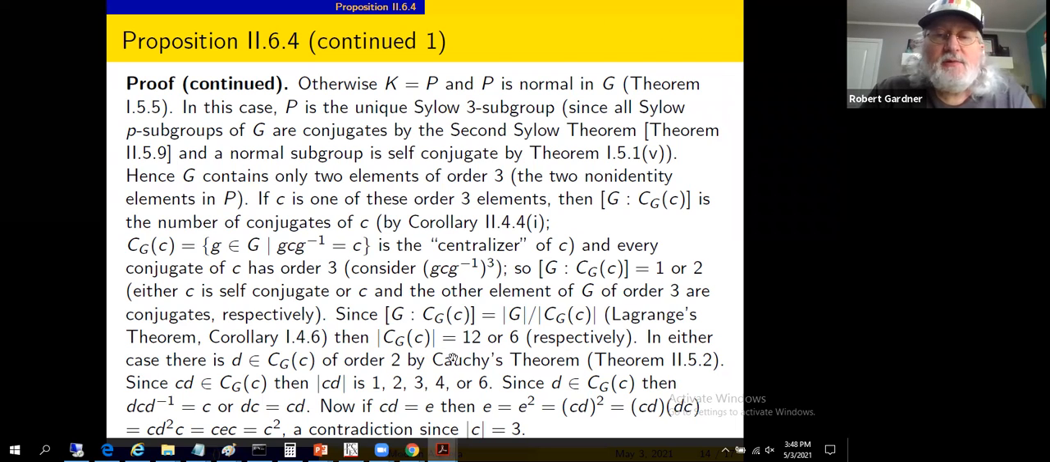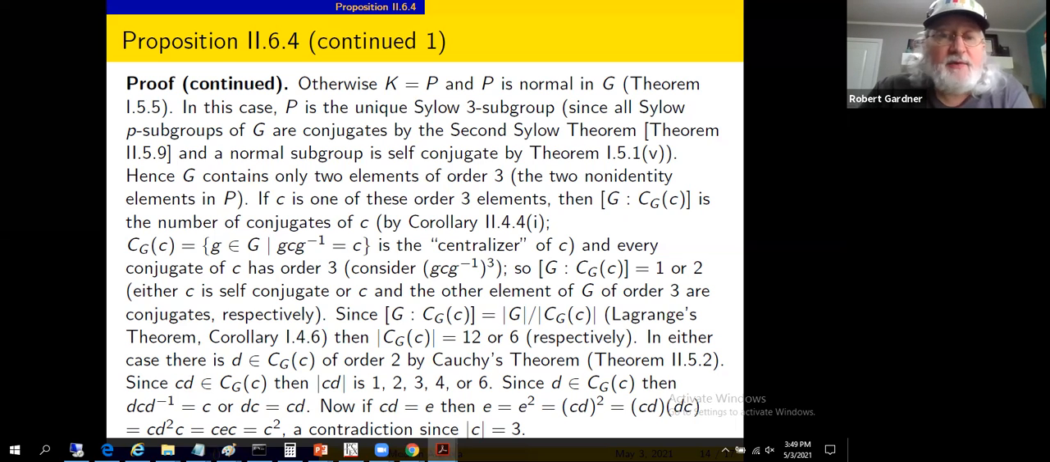In either case, for this order of the centralizer, there's a D in the centralizer of order 2 by Cauchy's theorem. If this is a group of order 6 or of order 12, Cauchy's theorem tells you there's an element of order p for every prime p that divides the order of the group. So there's an element of order 2, no arguments there. There's an element of order 4 as well. Sylow tells me that kind of thing in the event that the group is of order 12. But no matter how you slice it, Cauchy's theorem still applies to tell you there must be, in both cases, an element of order 2. Let's call that element D.